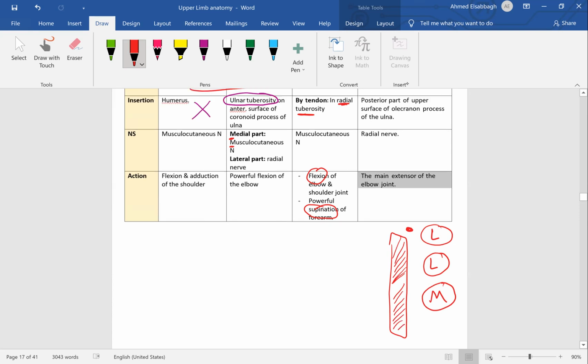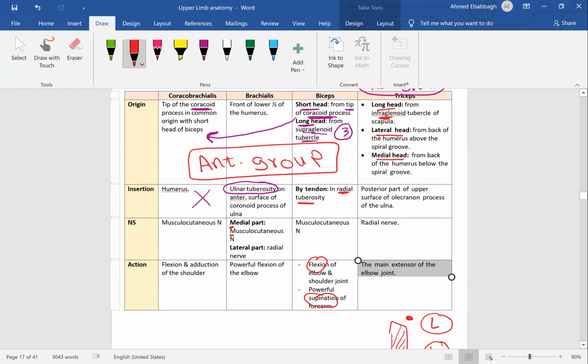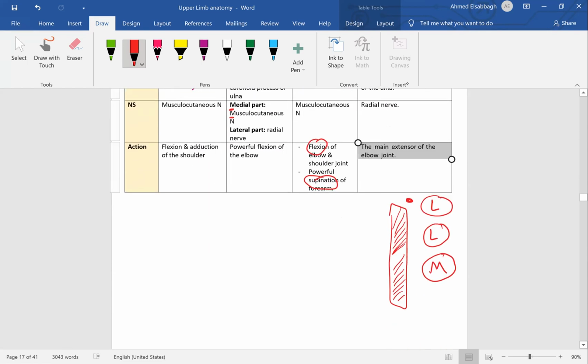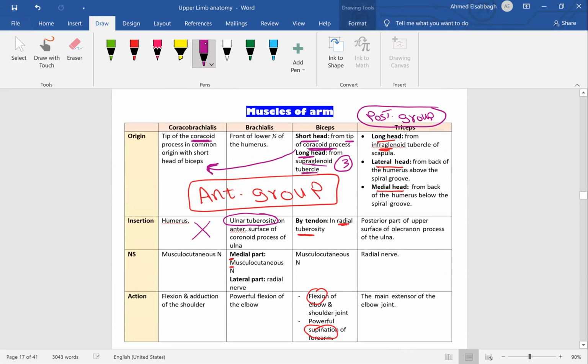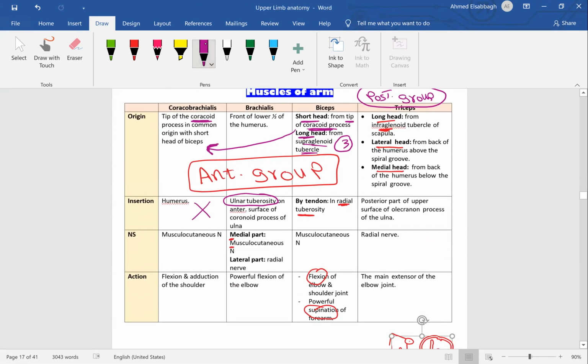So the lateral head is from the back of the humerus above the spiral groove. The spiral groove is a structure that is present here in this site. So you can say above the spiral groove, or you can say the upper part of the posterior surface of the humerus. Lateral head from the posterior surface of the humerus above the spiral groove, medial head from the posterior surface of the humerus below the spiral groove.